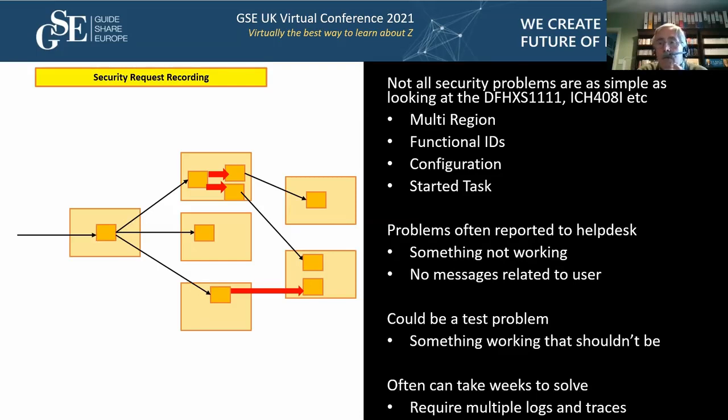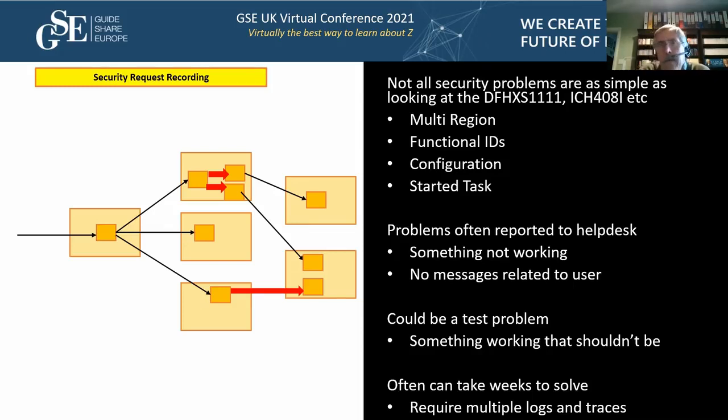So the reason that the failure is occurring is something way down in the AOR, a task is started and that one gets the security failure. And it's very difficult to see from the end user point of view or the initial operator's point of view where the problem is. So these are the sort of problems that are reported to the help desk, and it's basically something's not working and no messages come out.